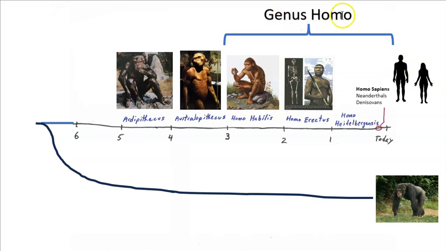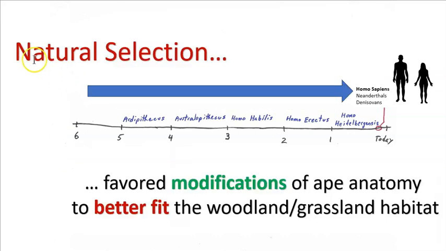And so the genus Homo then begins roughly around 3 million years ago. And the distinction there is that Homo habilis, being the first in that group, had a larger brain than the previous Australopithecines. So in this lesson, we'll focus on natural selection and how it favored modifications of ape anatomy to better fit the woodland grassland habitat.